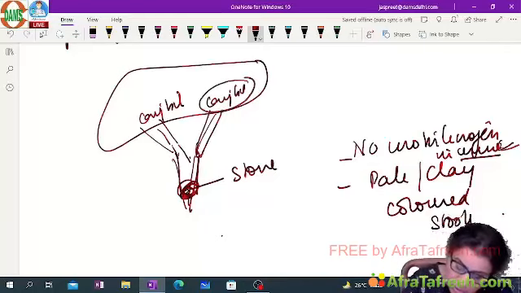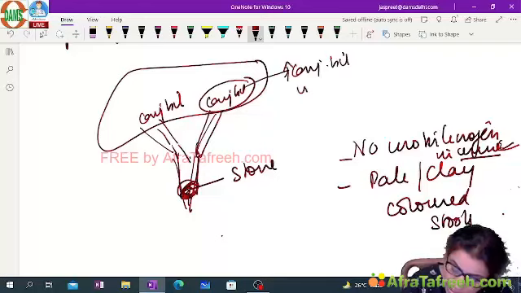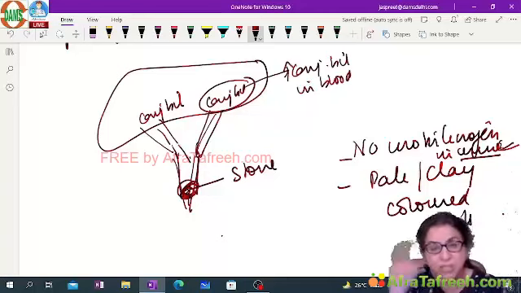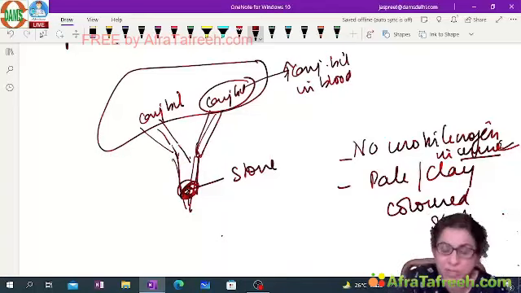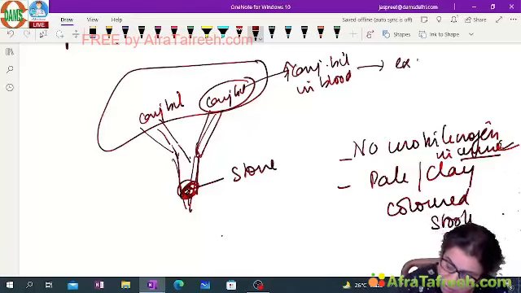Now the conjugated bilirubin keeps accumulating in the liver. This conjugated bilirubin goes into the blood, so now there is increased conjugated bilirubin in blood. Since conjugated bilirubin is water soluble, it will be excreted by the kidney.